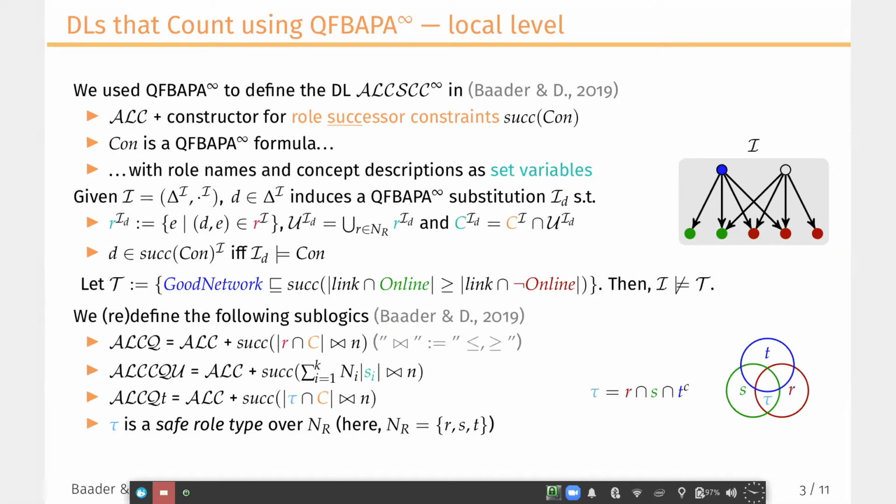And we already defined, for ease of notation and also for analysis, some sublogics. Well, we could say that ALCQ is actually the restriction of ALC SEC infinity to a very particular shape where we only have role intersected concept compared to a natural number. We define ALC CQU, which is the restriction where we only allow a linear combination of set cardinalities on the left-hand side. And we define ALCQT, which is similar to ALCQ, except that we do not have role names, but we have safe role types. So we take the entire role signature and we partition it using sort of a Venn diagram. I hope the illustration on the right helps you visualizing what I mean by safe role type.